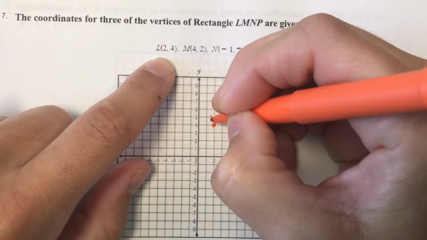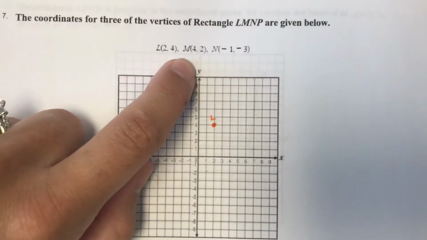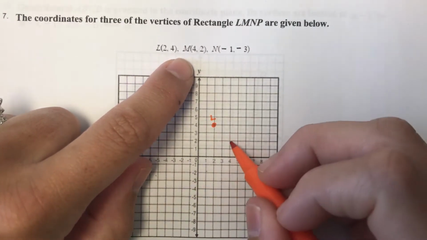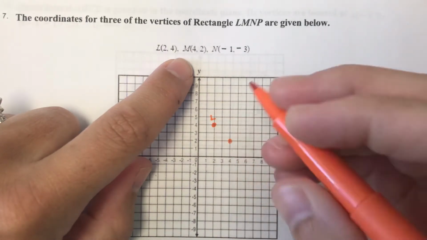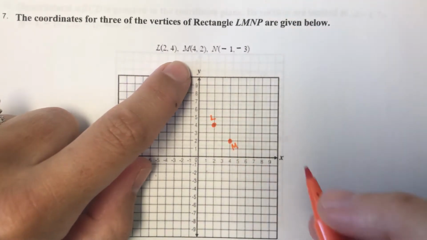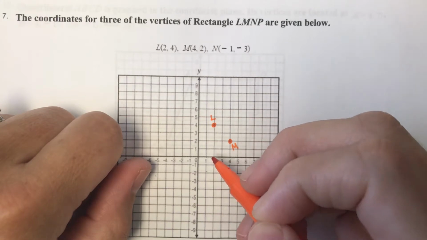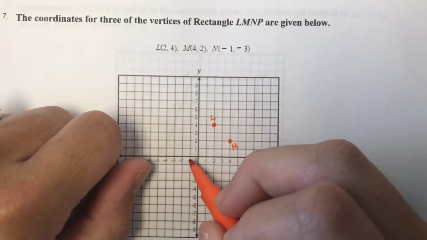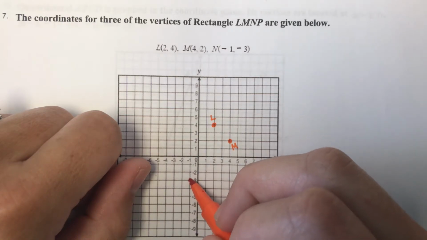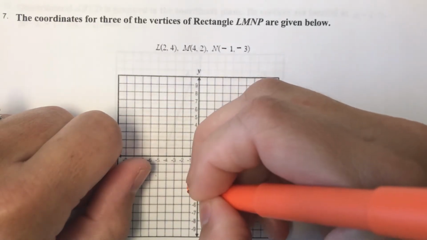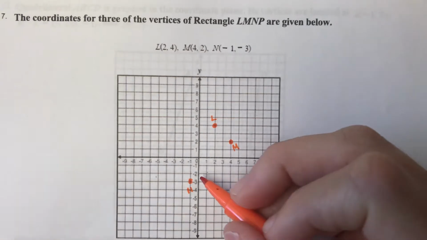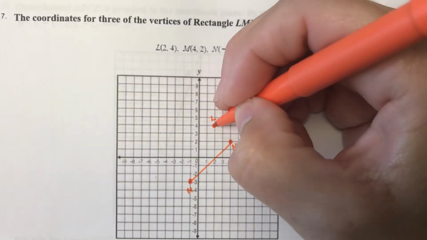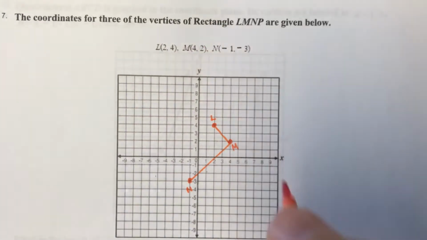So that means I go over to the right 2 and then up 4. All right, so this is L. Point M is +4, +2. Okay, this is M. Letter N is going to be -1, -3. All right, and that's N. So I'm going to go ahead and connect these so I can kind of see where my other corner has to go.